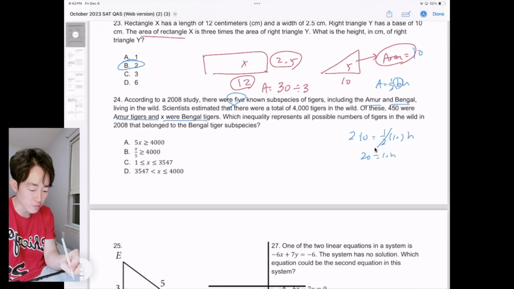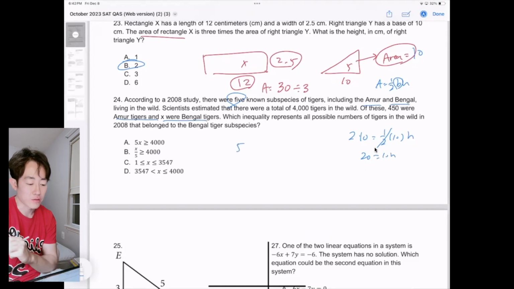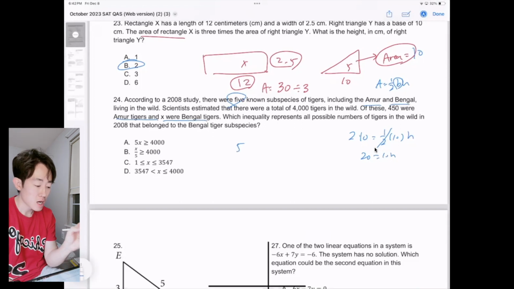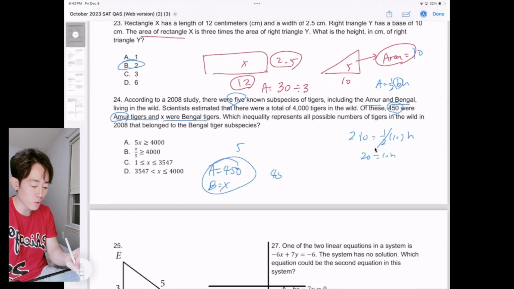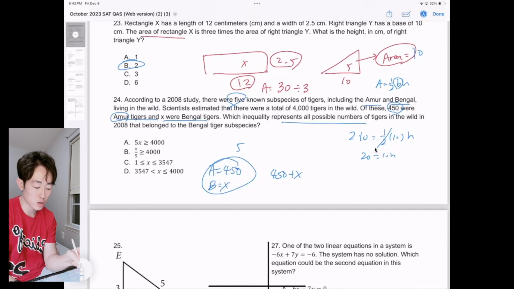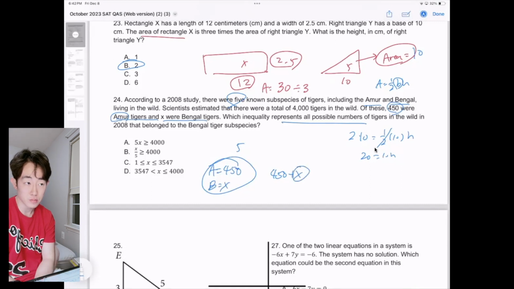First of all, we have 5 known subspecies. I think a lot of students forget that there are 5 instead of just Amur and Bengal. They tell you 450 were Amur tigers, so I'm going to write A equals 450, B equals x. So the total number of tigers here is 450 plus x. Which inequality represents all possible numbers of tigers in the wild in 2008 that belong to the Bengal tiger subspecies? We're trying to solve for x.